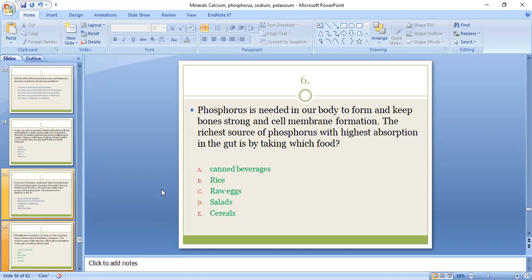Sixth MCQ: phosphorus is needed in our body to form and keep bones strong and for cell membrane formation. The richest source of phosphorus with highest absorption in the gut is by taking which food: canned beverages, rice, raw eggs, salads, or cereals?